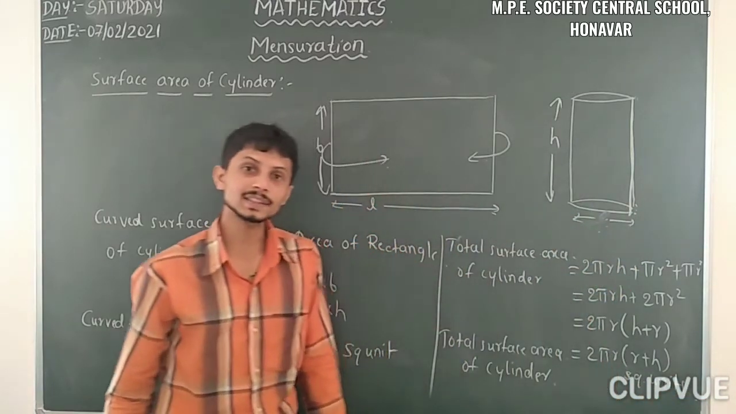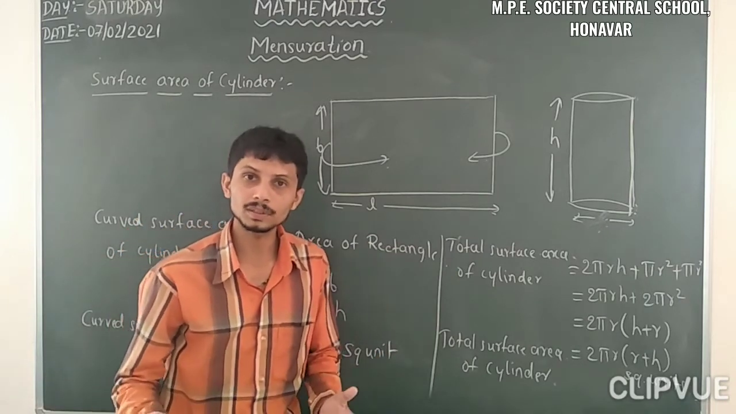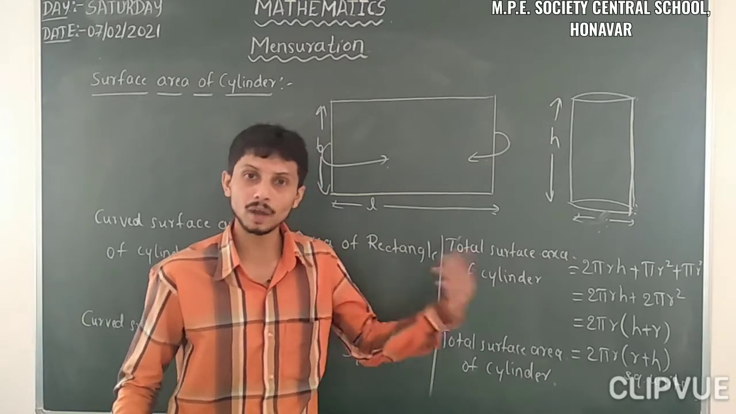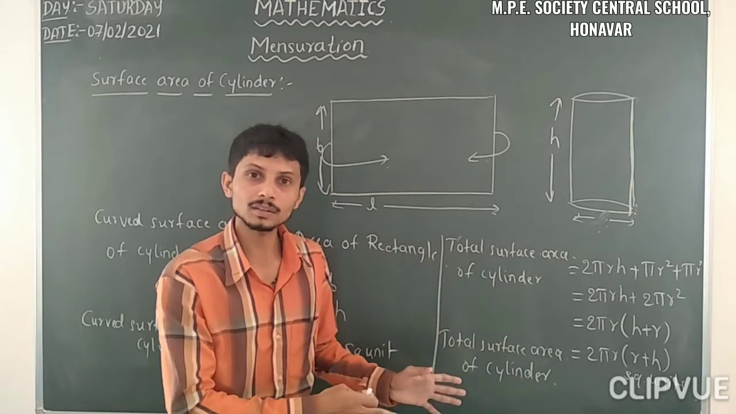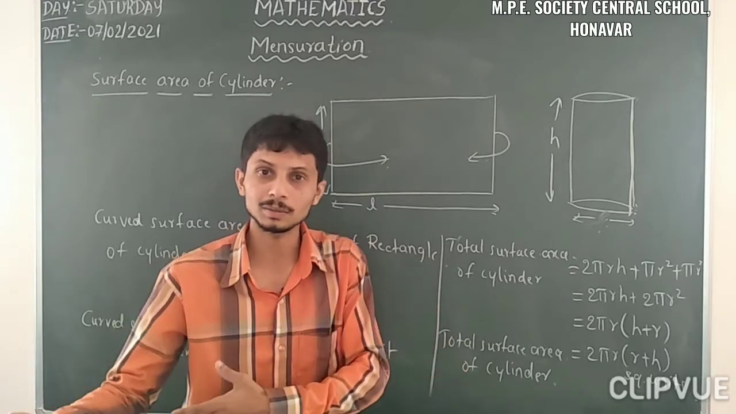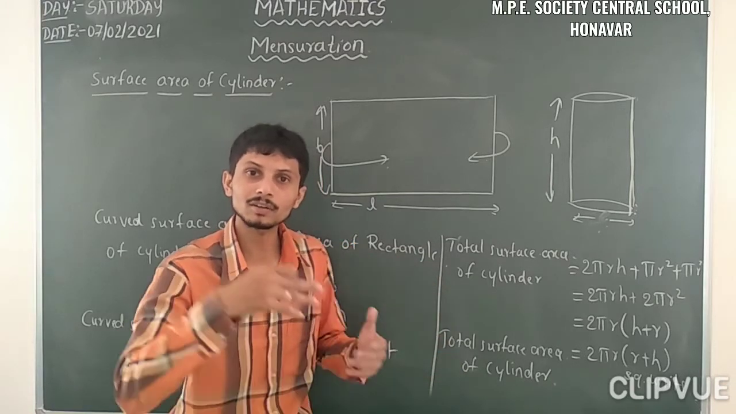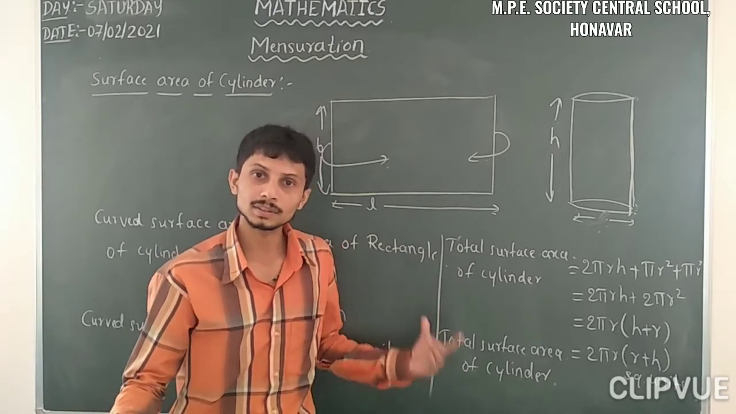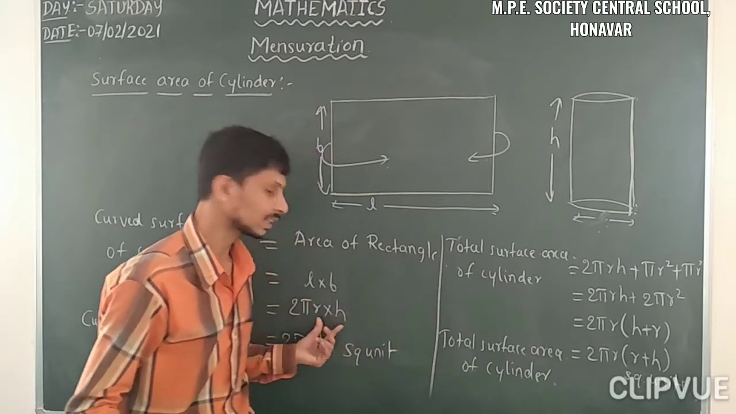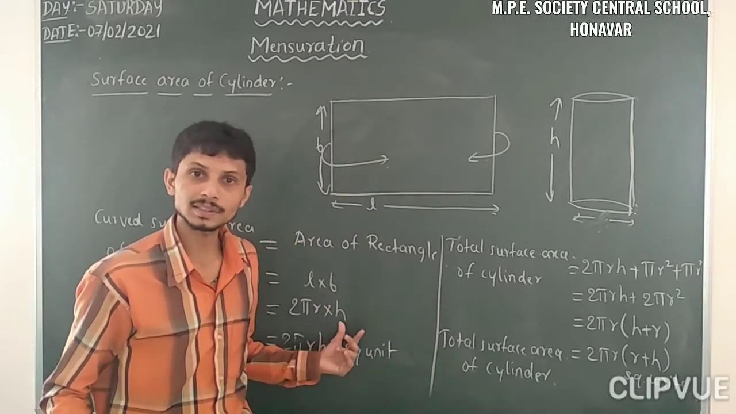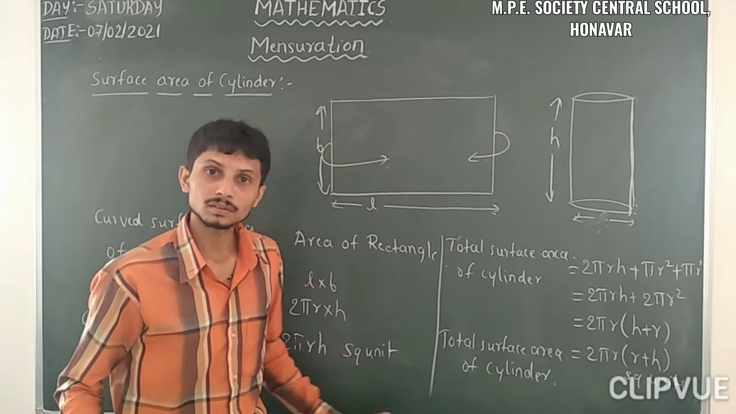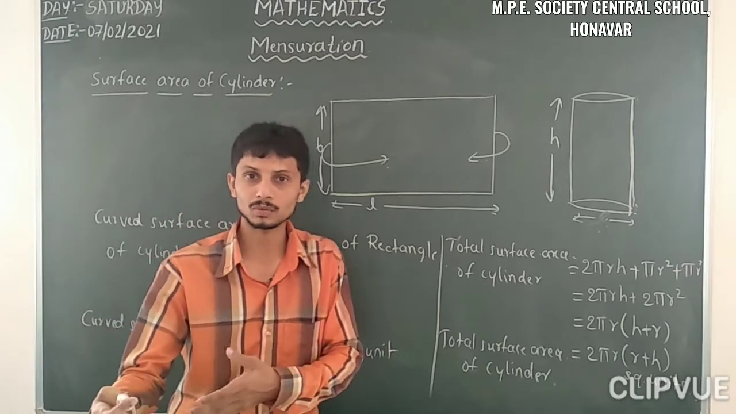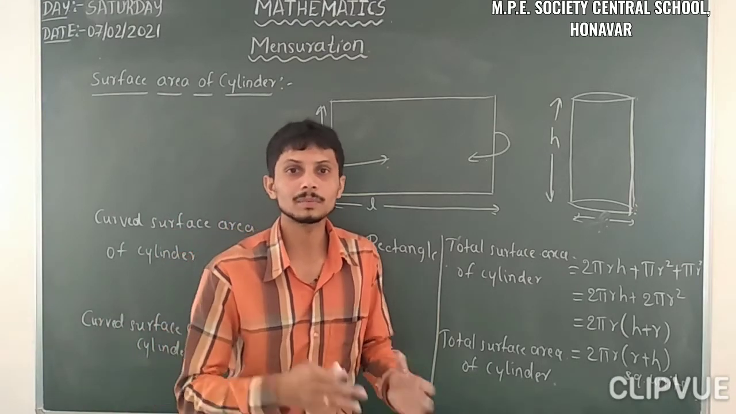What is meant by square units here? Unit means whatever it may be: centimeter, millimeter, kilometer, we have to take the square of that. If all the values are in centimeter, we take centimeter square. If it is millimeter, we take millimeter square. If it is kilometer, we take kilometer square. The centimeter, millimeter, kilometers are for the radius and height, and the area is just the square unit.